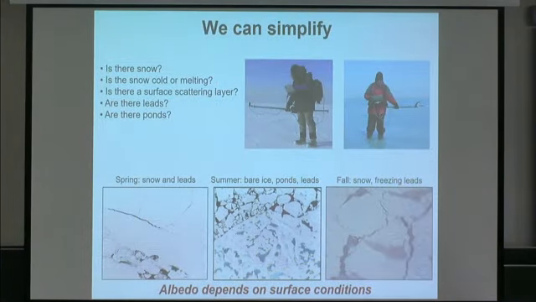So if we step back and we look at albedo on these different scales, I think the key takeaway is that we can do a lot of simplification. In the case of albedo, you can get a good idea of what the albedo is just with a few questions. Is there snow? Is the snow melting or is it cold? Is there a surface scattering layer? Are there leads? Are there ponds? If you can answer these questions, you can go a long way to getting an idea of what the albedo is. And the key for albedo is it depends very strongly on surface conditions.